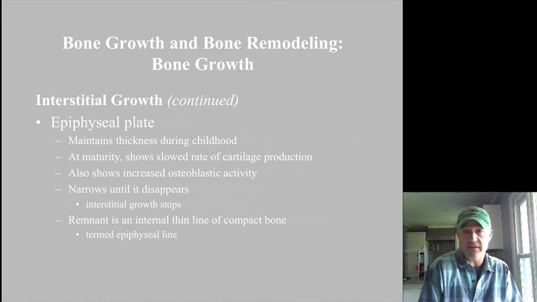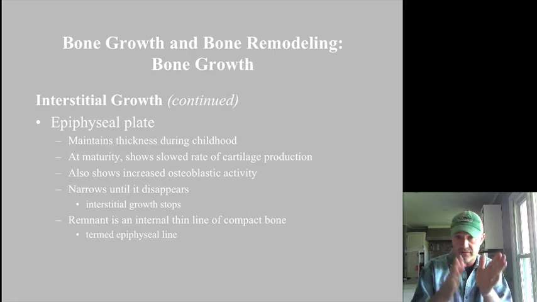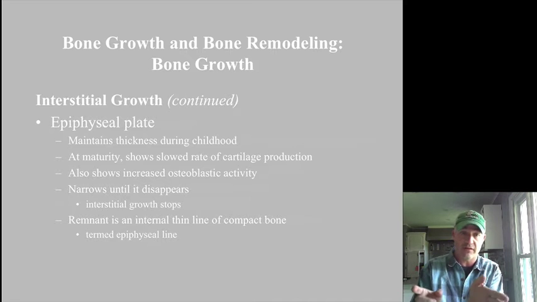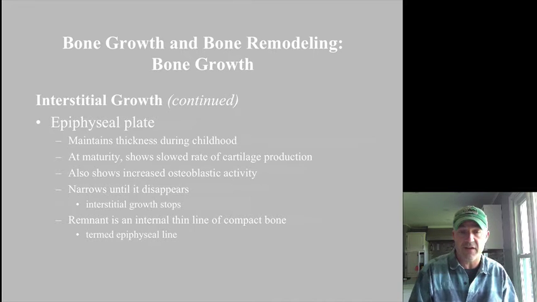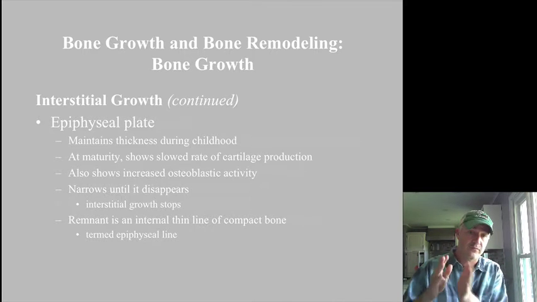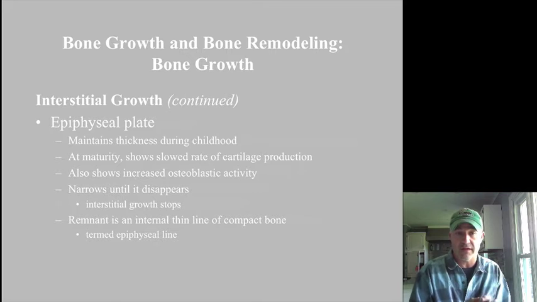So again, through childhood, the paving and grading crews, so the making of cartilage and the converting it to bone, kind of goes at about the same rate. Both of them not particularly fast. So we maintain the thickness of that epiphyseal plate.